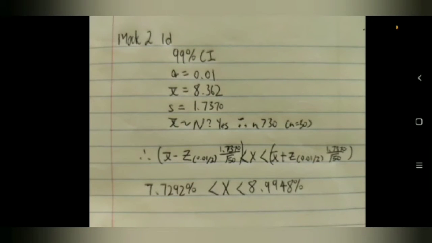So as we have listed out the equation, we can put all the information we have found above into the equation, and lastly we have one unknown left, which is the z, and we can use the normal distribution table to find out the value of the z. And after we have found out the value, we can calculate the equation easily, and finally we have the answer here, and the answer is X is between 7.7292% and 8.9948%. This is the end of my presentation.